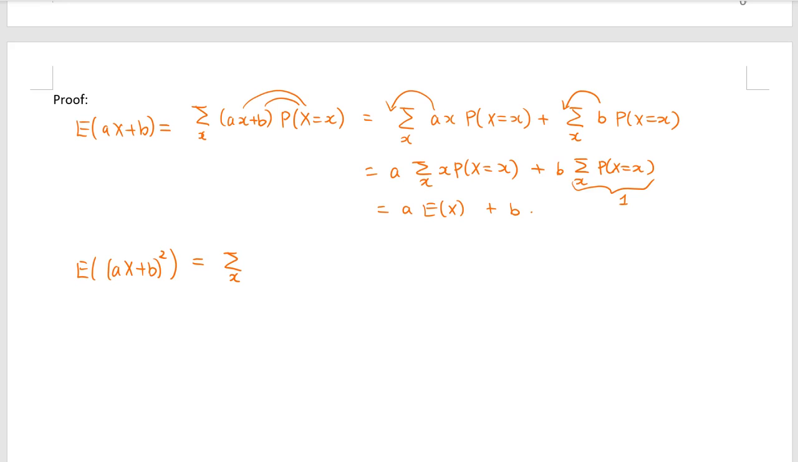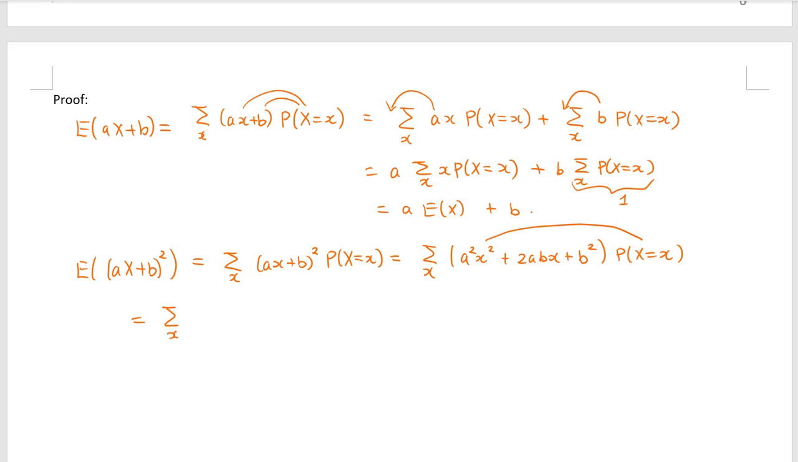Well, okay, so the sum of ax plus b squared times p of x. Well, you see this quadratic factor? Let's FOIL it. So we get a squared x squared plus 2abx plus b squared. And then the probability. Okay, now let's distribute it. So the proof is very similar. We just play with the algebra, right? Distribute it.